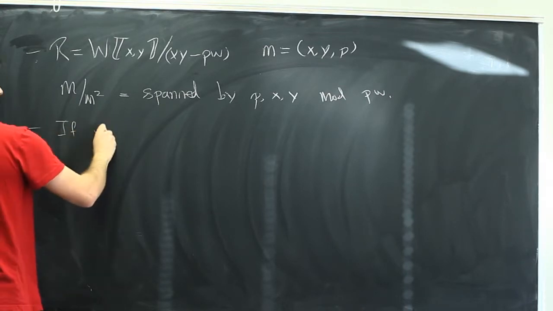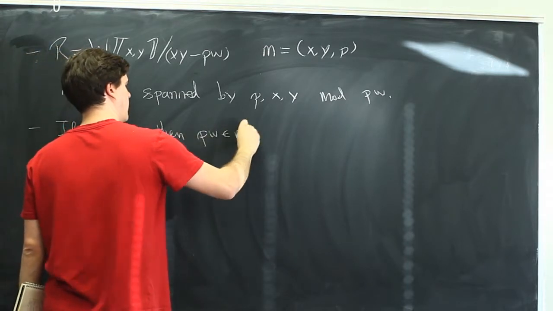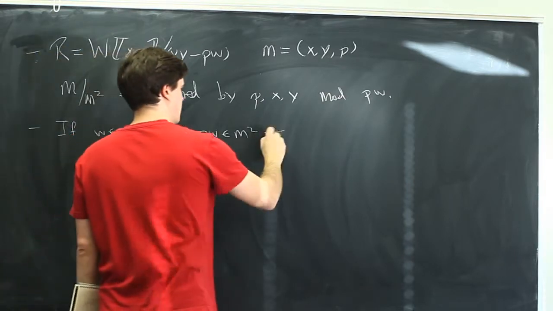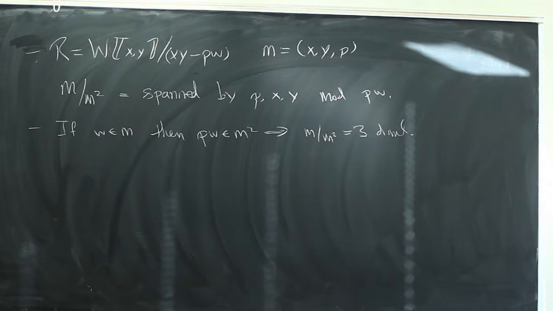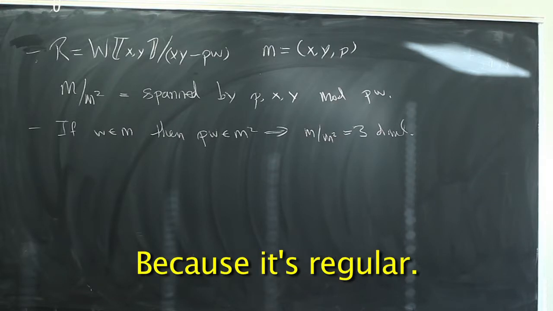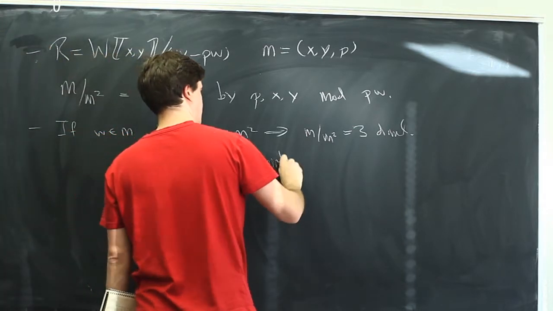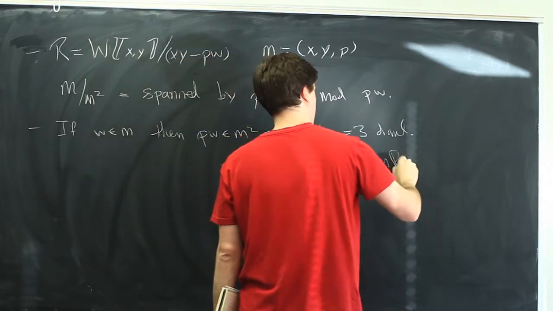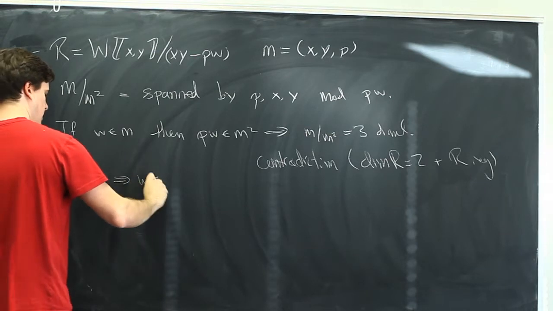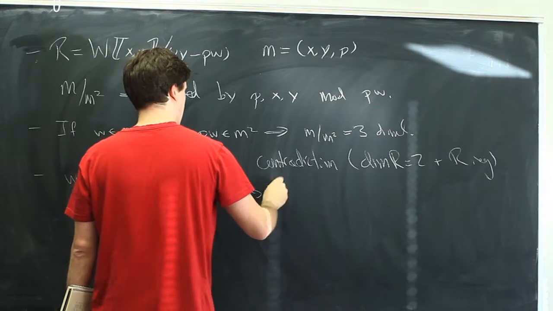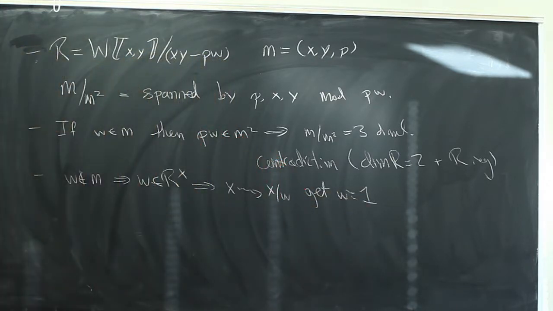Okay, so if w is in the maximal ideal, then pw is already in m squared, and so it doesn't give you any relation in m mod m squared. And so that implies, if this is the case, that m mod m squared is three-dimensional. Right? And that's a contradiction, because R has Krull dimension 2 and is regular. Okay, so from regularity, we see that W is not in m, which means that it's a unit in R, which means that we can divide by it. So if we change X to X over W, we can basically reduce to the case where W is 1. Right? Any questions?